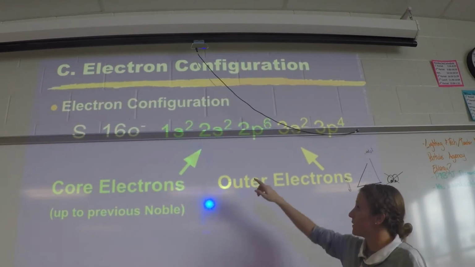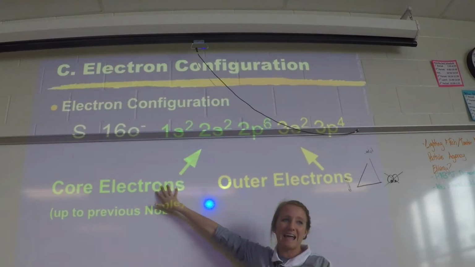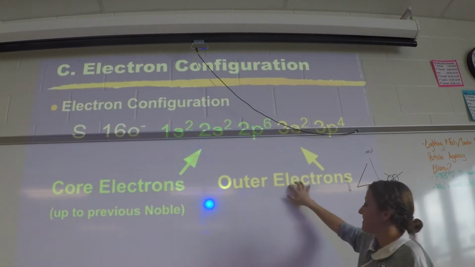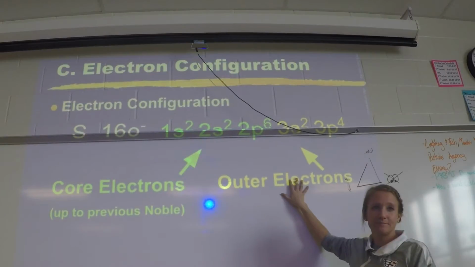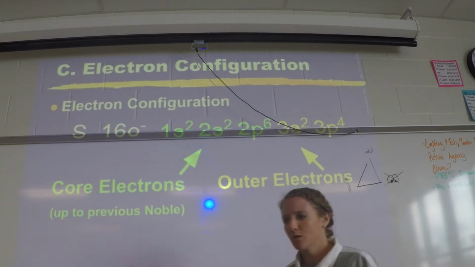So on your notes, you might want to label, because I gave you this configuration, but label them as these are the core electrons, and these are the outer electrons. Okay, so maybe draw some arrows and label them separately.